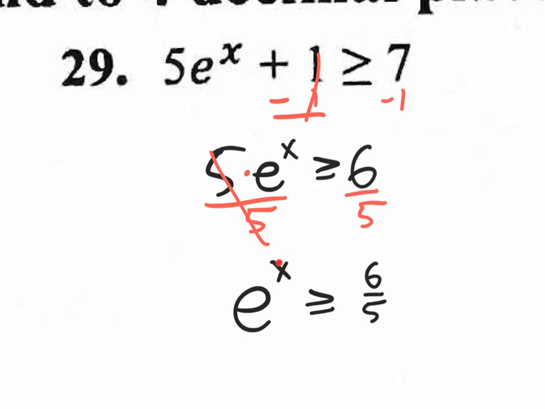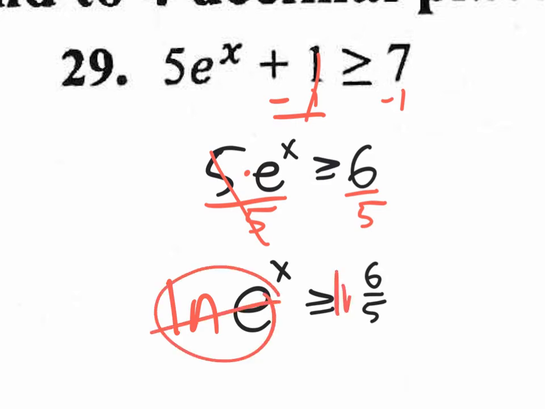Now, I need to bring down this x. I do not want this base e. X is an exponent, and to undo an exponent, I use a logarithm. What kind of log am I going to apply? Log base what? Log base e, which is ln. So I could write log base e of e, but we know that the correct notation for log base e is simply writing ln. ln of e will cancel it out. ln of the fraction 6 over 5, that's what we're going to do on the calculator.